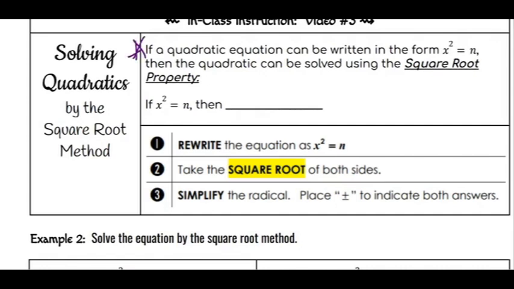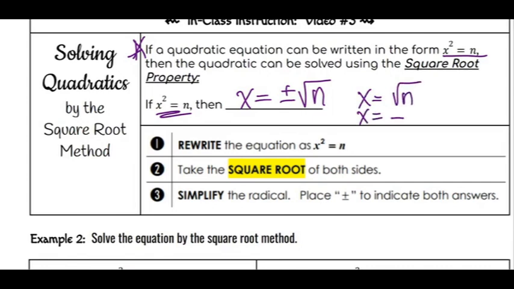If a quadratic equation can be written in the form x squared equals n, so just some number, then the quadratic can be solved using the square root property. It says if x squared equals n, then x equals plus or minus, there's two solutions, a positive version and a negative version, of the square root of n. So in other words, I could say x equals the square root of n, x equals negative the square root of n.